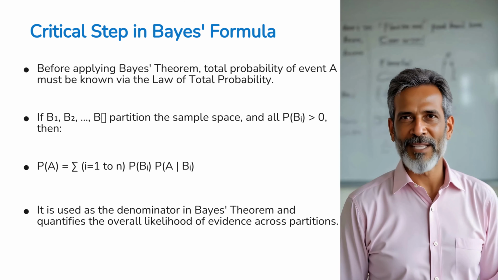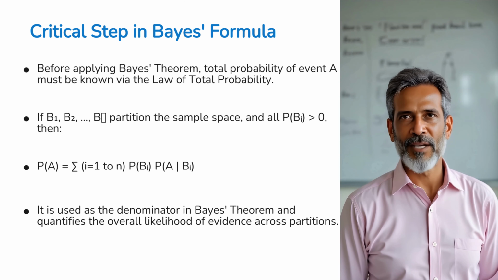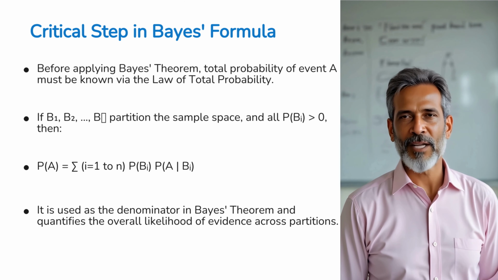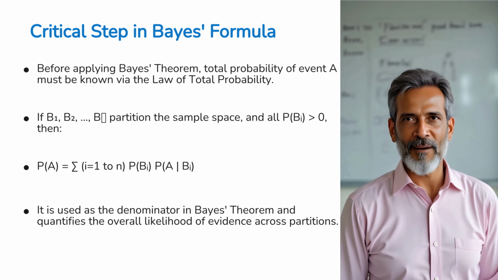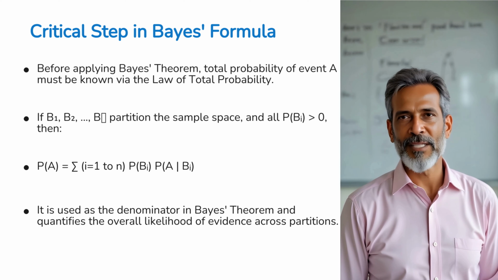Before diving into Bayes' theorem applications, there's a crucial step, finding P of A itself, the total probability of evidence. And that comes from the law of total probability. When you split your sample space into the partition events B1 through Bn, all with positive probabilities, the total probability of A is the sum over all i from 1 to n of P of B sub i times P of A given B sub i.